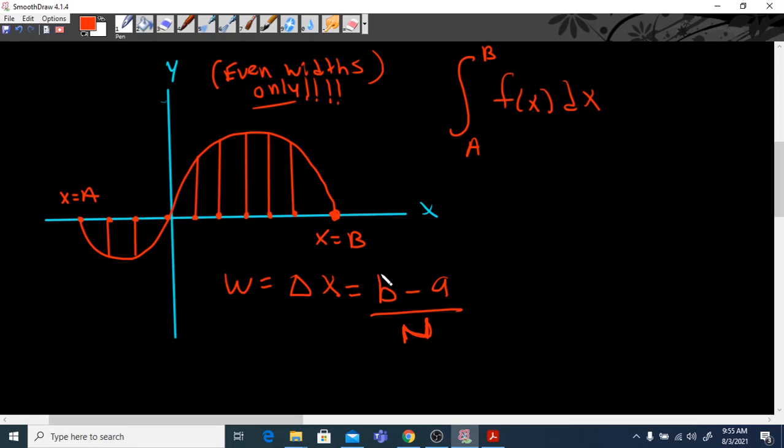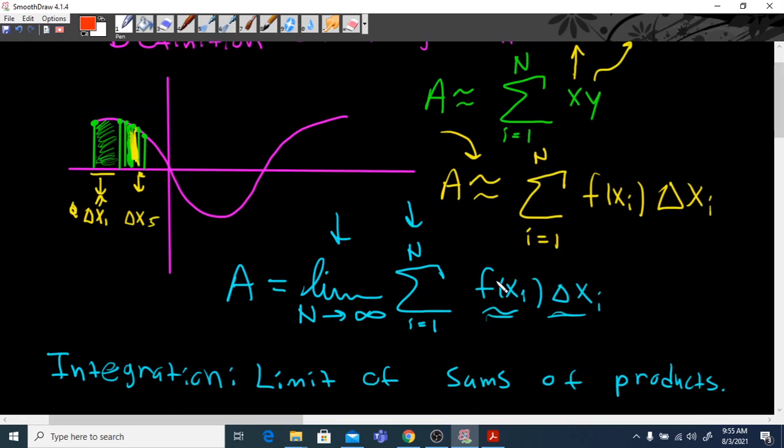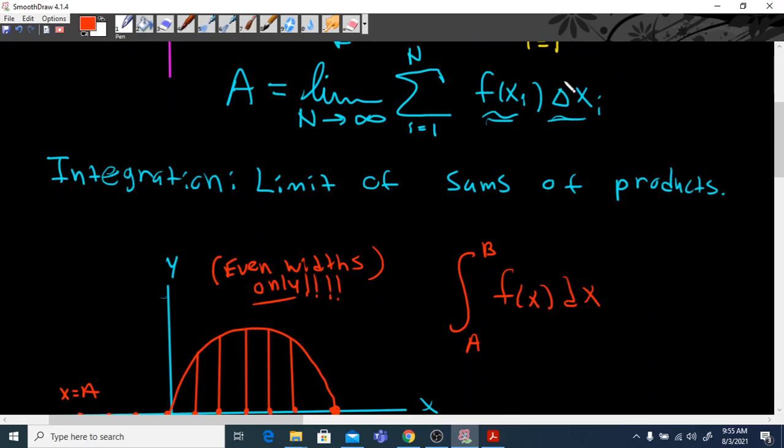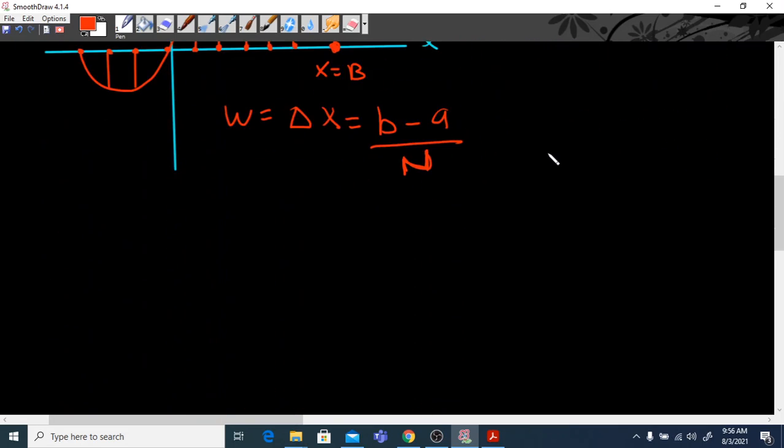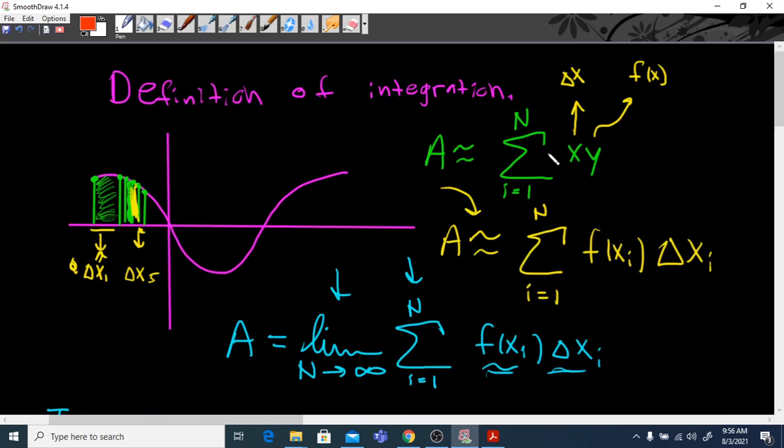This is how the limits of integration, a and b, and the number of rectangles are related. So delta x is b minus a divided by n. You can think about putting that here. Delta x is b minus a divided by n. So that's basically what's going on.